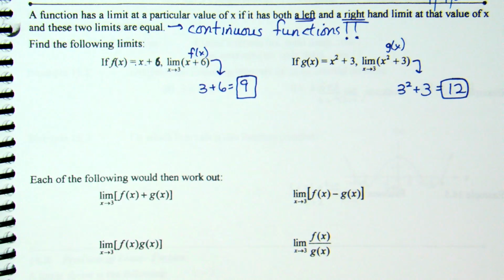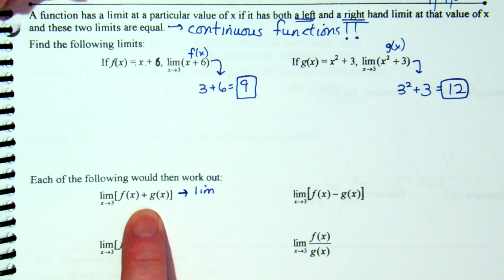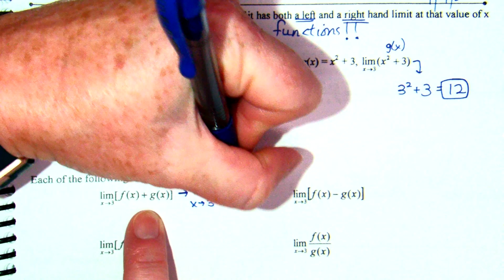Don't think too hard. Take it easy. How am I going to find the limit of f of x plus g of x? 9 plus 12. So the idea is, the limit of the sum is the sum of the limits. I like that. Officially, and I won't do this on all of them, this is the limit of a sum, two things added together. It is equivalent to the limit of the two individual pieces.